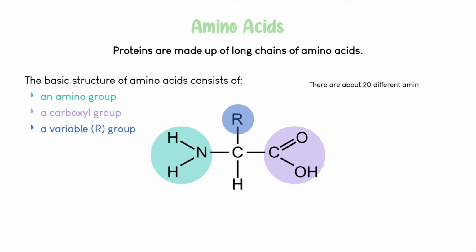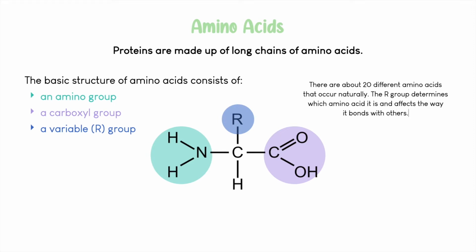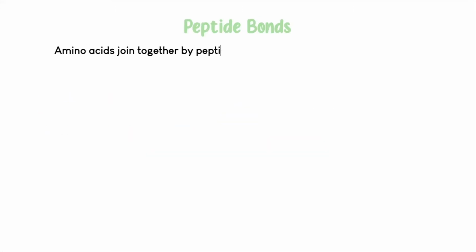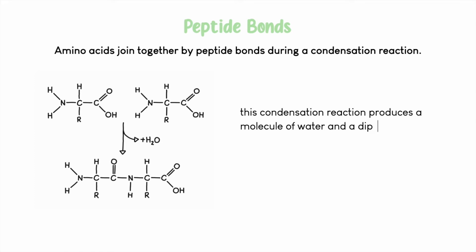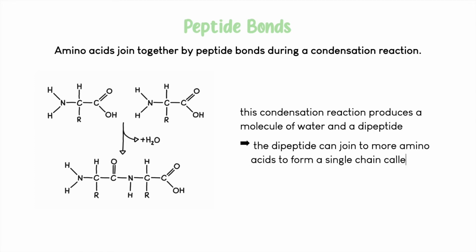There are about 20 different amino acids that occur naturally. The R group determines which amino acid it is and affects the way it bonds with others. Amino acids join together by peptide bonds during a condensation reaction. This condensation reaction produces a molecule of water and a dipeptide. The dipeptide can join to more amino acids to form a single chain called a polypeptide. The highlighted area here is a peptide bond.